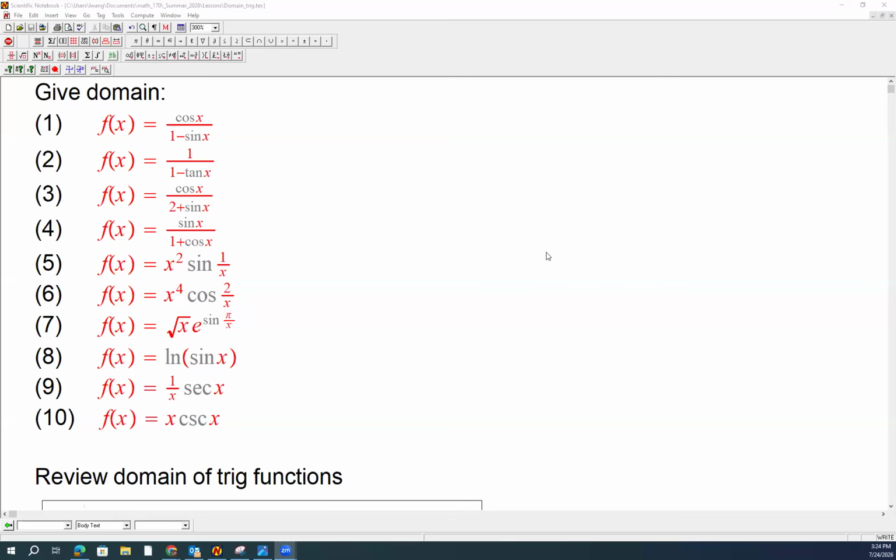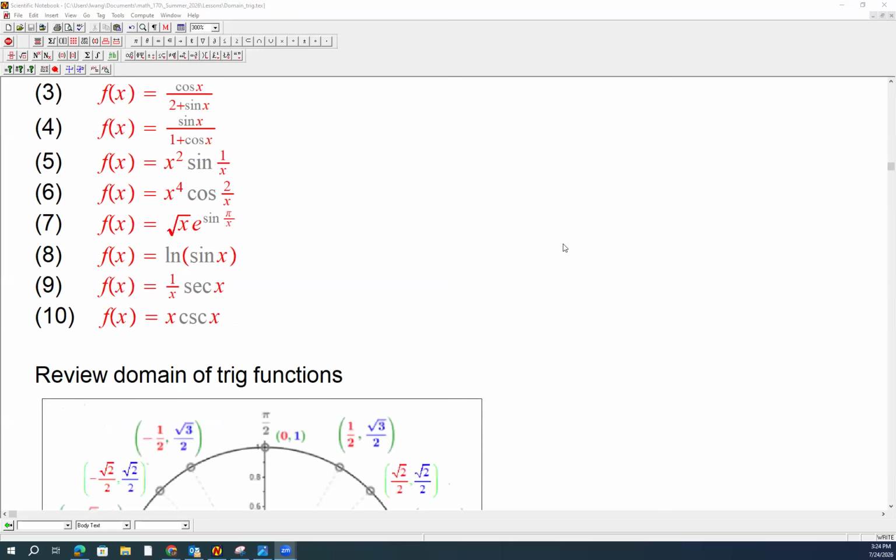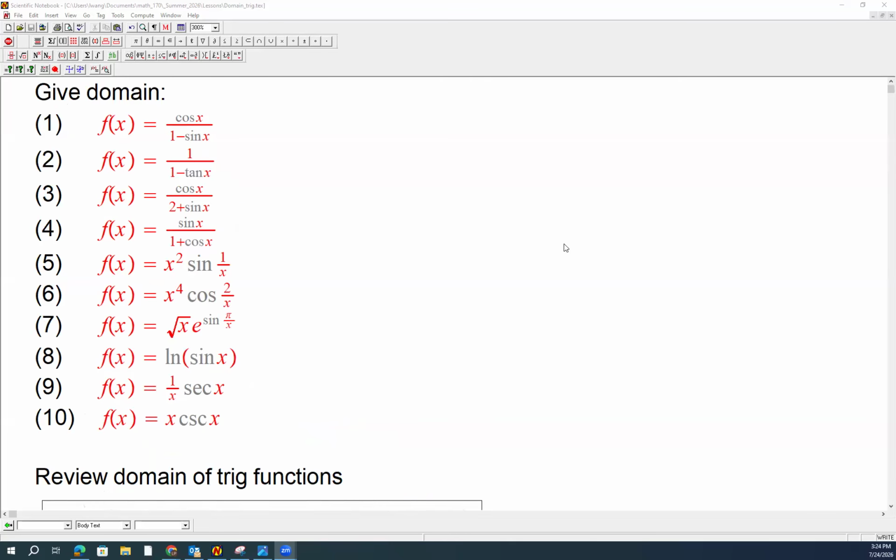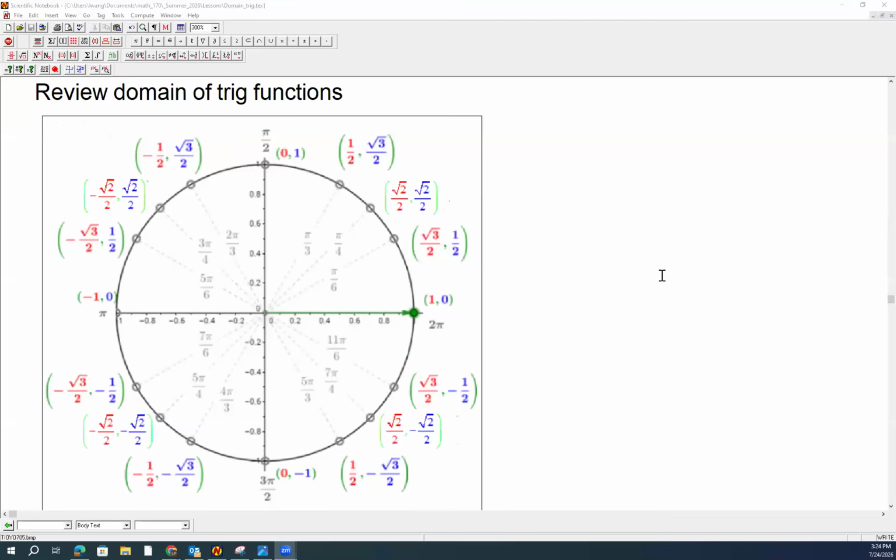Hello, everyone. In this lesson, we're going to talk about how to determine domains of functions that contain trigonometric functions. Before that, I'd like to review the domains of these functions: sine, cosine, tangent, cotangent, secant, and cosecant. There are two perspectives I'd like to go over. Number one is the ARD.